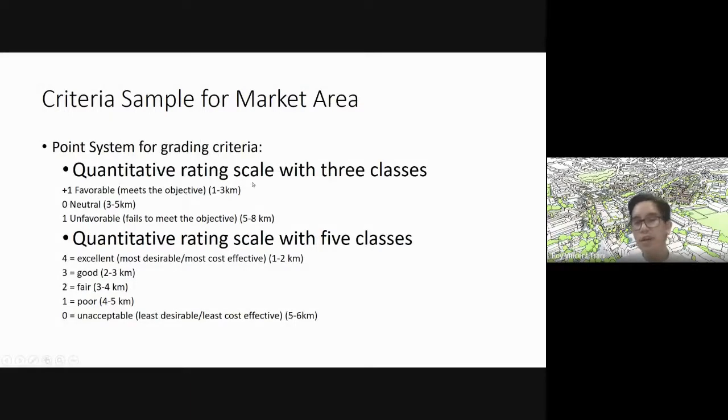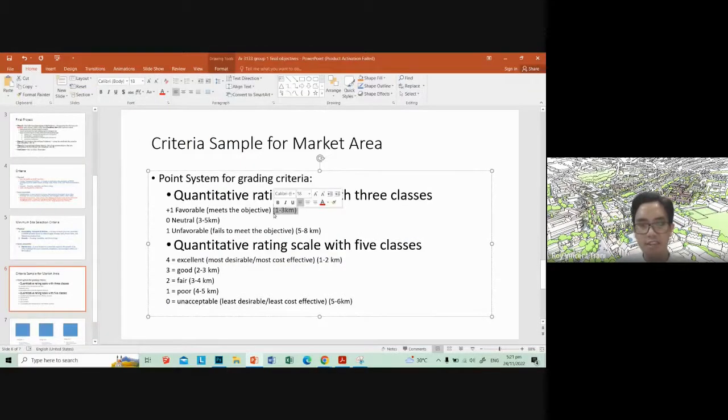So you might do a rating scale with 3 classes: +1 for favorable, 0 for neutral, and -1 for unfavorable. I'll just highlight it in red. Distances here. For example, I'm measuring distance to users or the market area, as I wrote over there at the top. If I'm looking at grading access to the market area in general, this is how I would do it.